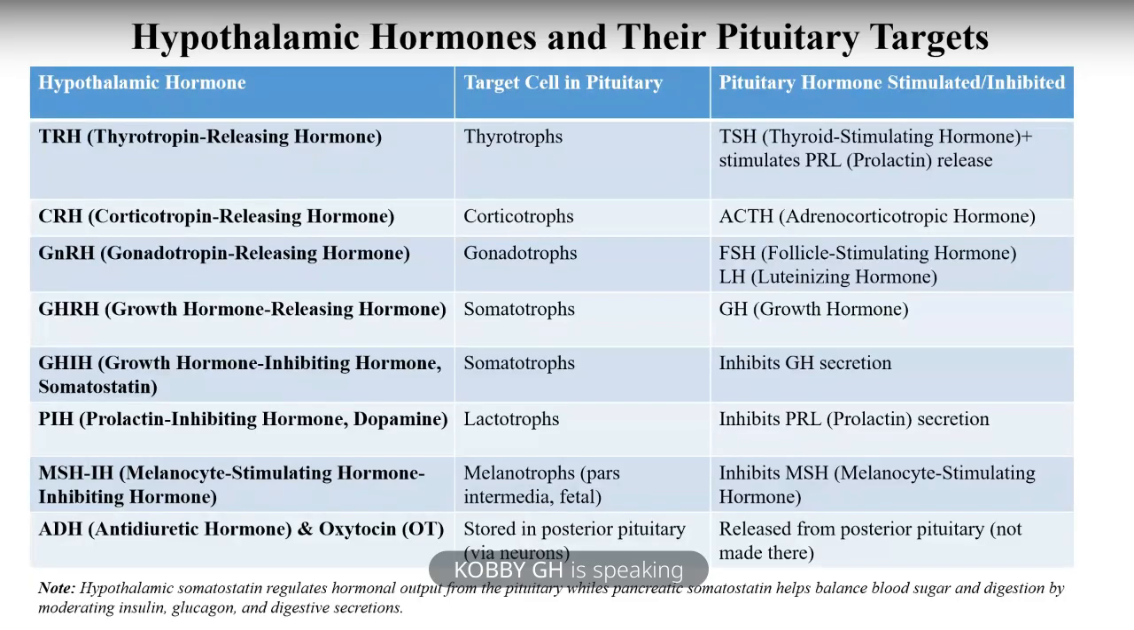Hypothalamus produces growth hormone releasing hormone. When it gets to the anterior pituitary, what cell will it go and look for? It will go and look for the somatotroph cell. When it gets to the somatotroph cell, it will command it to produce what? Growth hormone. So it means that the anterior pituitary produces growth hormone.